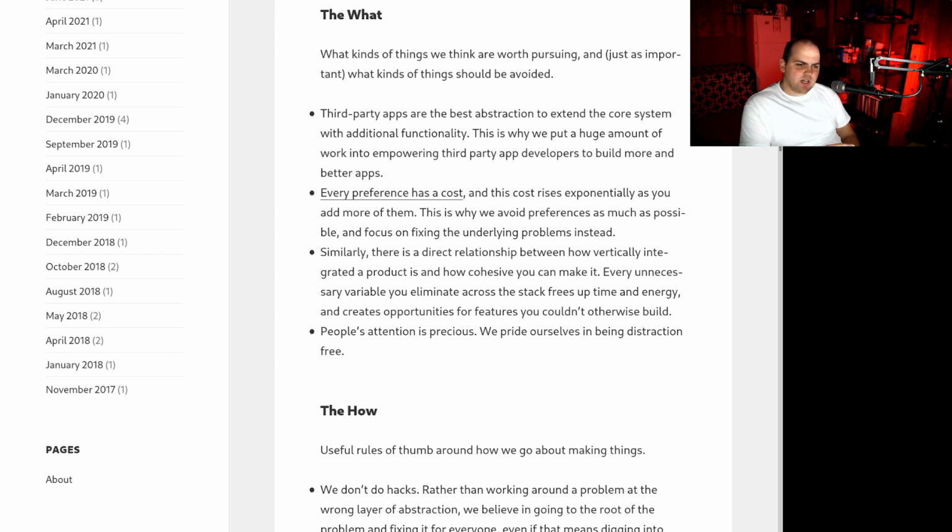There are reasons why GNOME extensions exist. And that's going to be a topic for later. Because he talks about extensions as well. But if by removing and avoiding preferences as much as possible, you are not fixing underlying problems, you're making them worse. Because at this point, you're assuming that your one setting is fit for all.